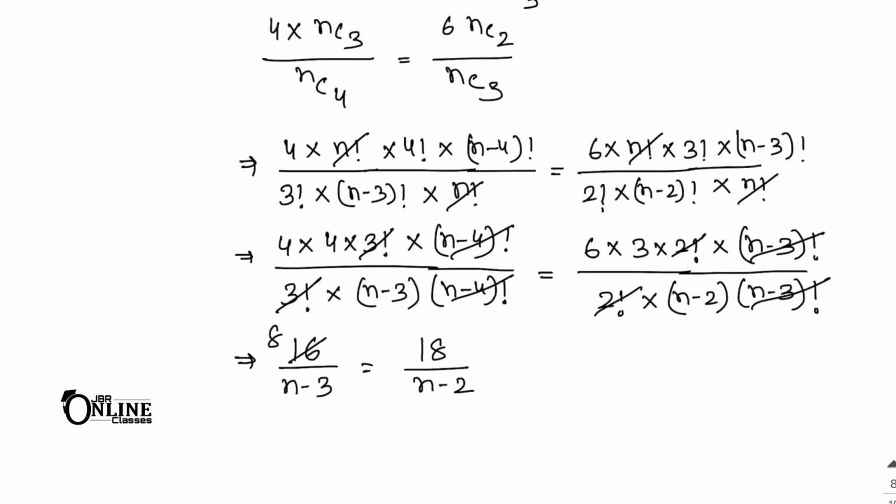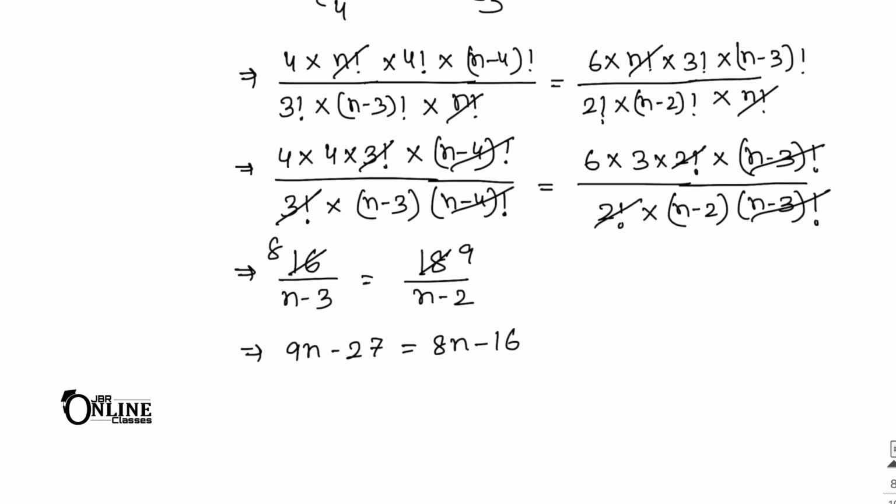So it will be 8 and 9. So 9n minus 27 equals 8n minus 16. So here n equals 27 minus 16, and that equals 11. So your final answer will be 11.